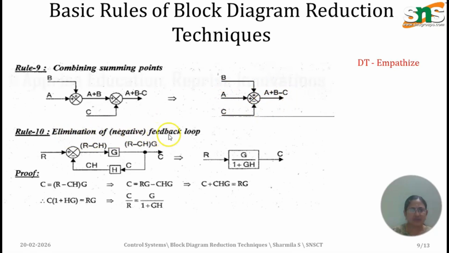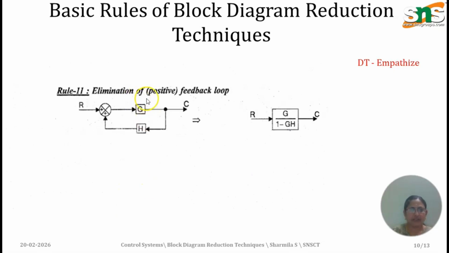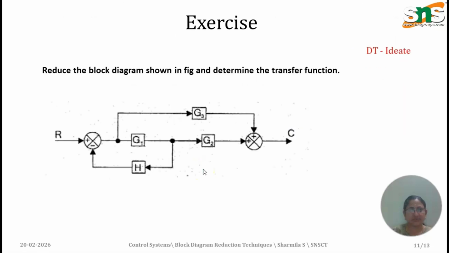Rule 10 is elimination of a negative feedback loop. This is R minus CH, where H is the feedback element, into G, and the output is C. The feedback element is H. So we can write it as R and the output is C, with transfer function G by 1 plus GH after simplification. Rule 11 is elimination of a positive feedback loop. Similarly, it is R, G by 1 minus GH. These are all the rules 1 to 11.